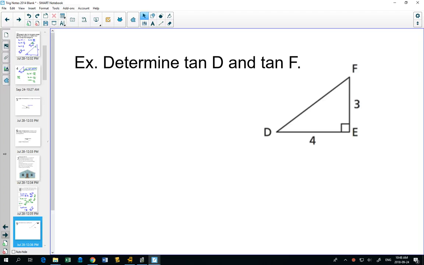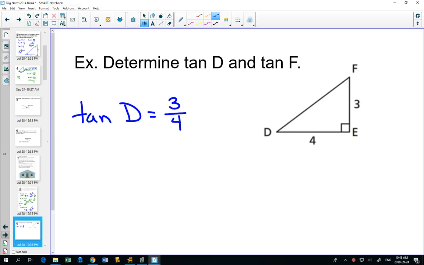So we have questions that ask us just for the ratio. This question is not asking us to find out what angle D or what angle F are. It's just asking us for the definition of what is tan of angle D. And tan of angle D, the definition of tangent, is the opposite side divided by the adjacent side. So if we look at angle D, the opposite side would be 3. The adjacent side would be 4.